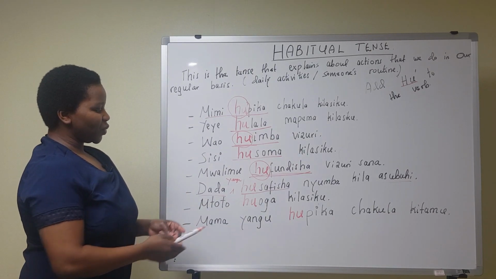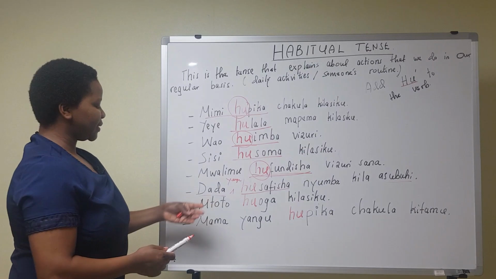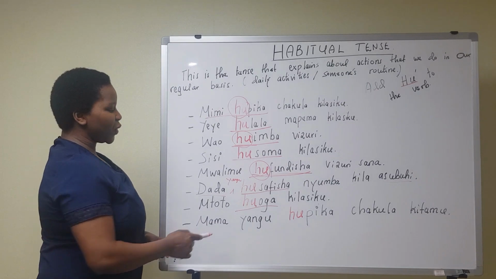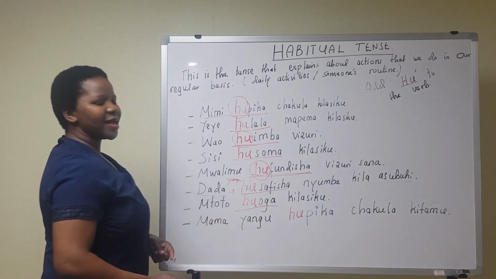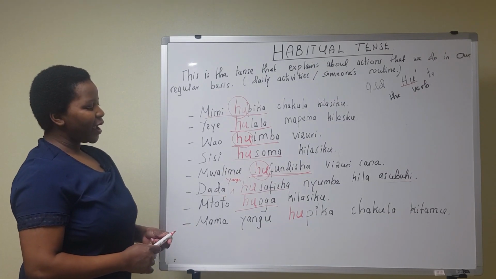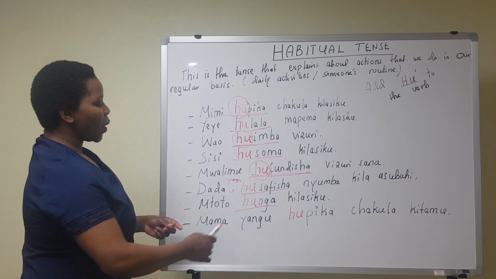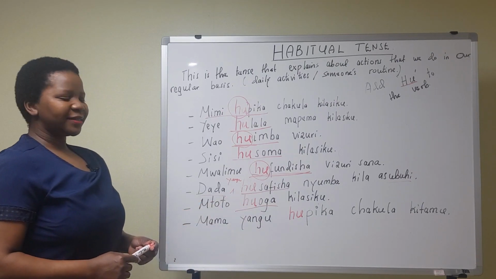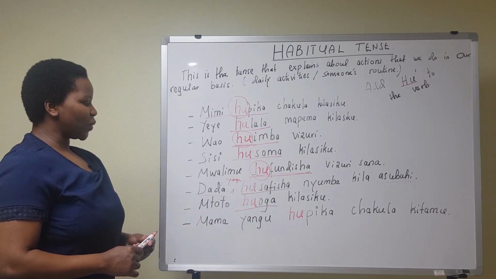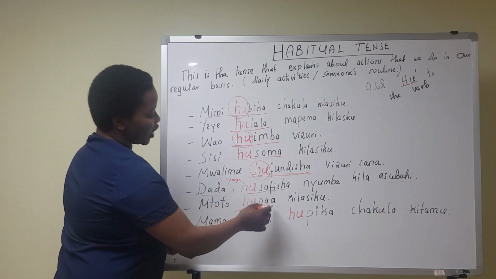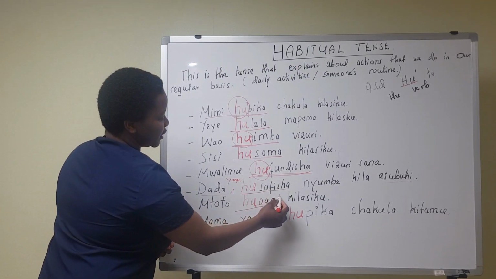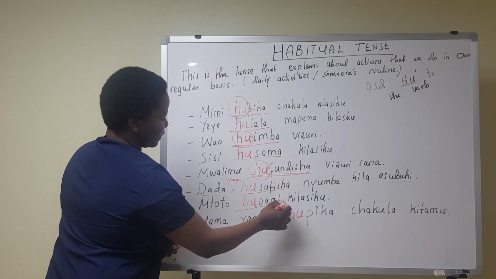Another example, which explains about habitual tense, says, mtoto huoga kila siku. A baby takes a shower every day. Huoga means take a shower, okay?